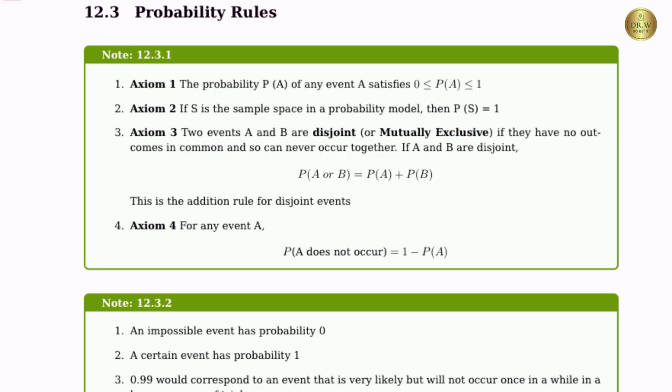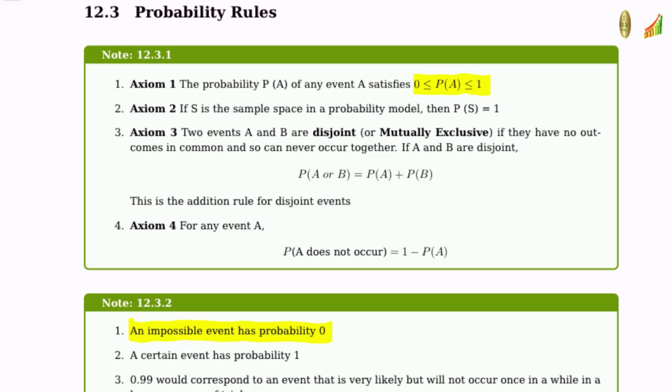This is chapter 12, section 12.3. Axioms. Axiom 1. Probability of any event is between 0 and 1. The minimum probability is 0 and the maximum probability is 1. An impossible event has probability 0. An example, the sun rises in the west.